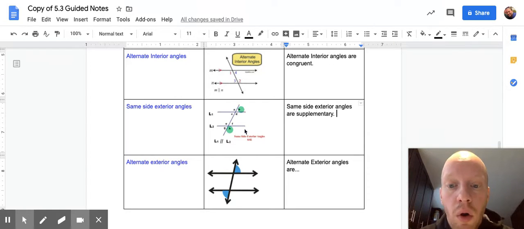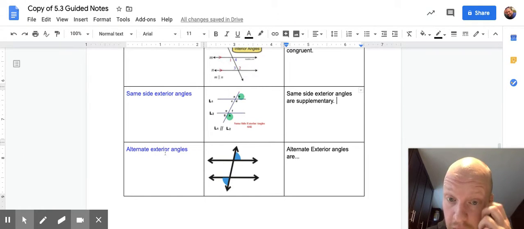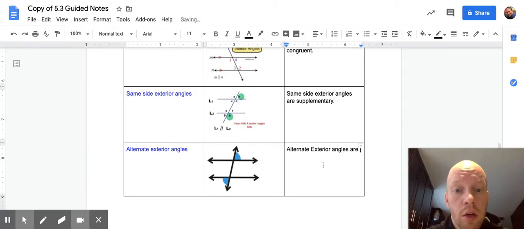Now we have alternate exterior angles. Alternate exterior angles, another great name, right? Alternate, meaning they're going to be on opposite sides of the transversal, and they're going to be exterior, so they're on the outside. And these two angles here highlighted in blue are alternate exterior angles. And alternate exterior angles are congruent. So once again, these angles are the same.